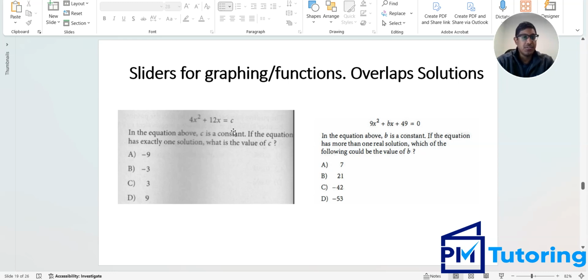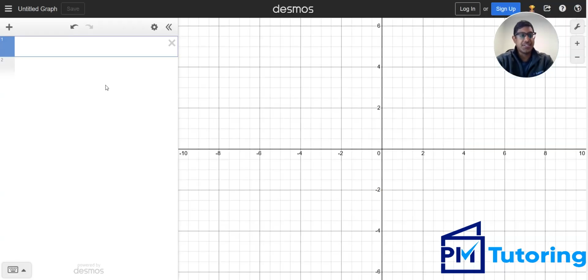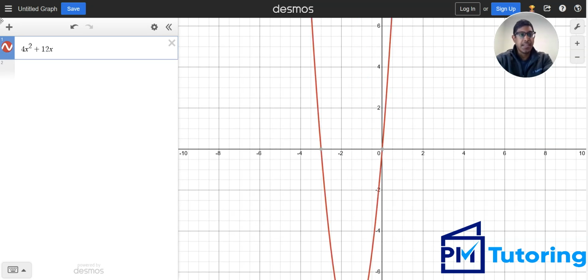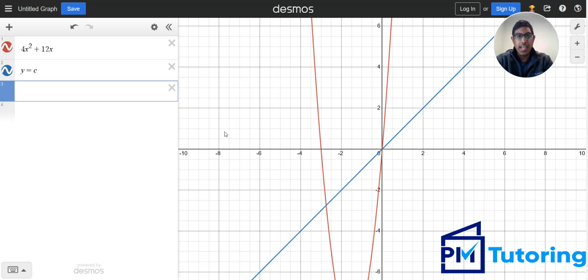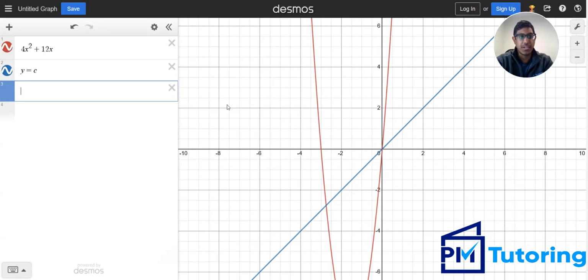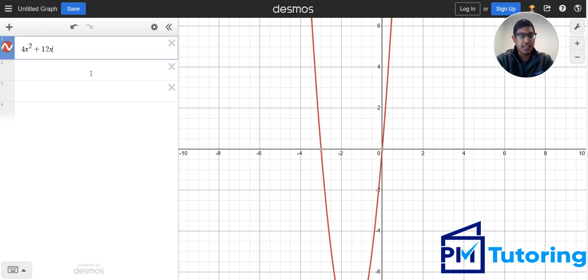So again, when we have two sides of an equality, we could basically consider those to be different functions, and we're looking for the intersection. So on one side, we have 4x squared plus 12x, and then we have c, so y equals c. It says it has exactly one solution, so we need this to only have one solution. We can set c as a slider.